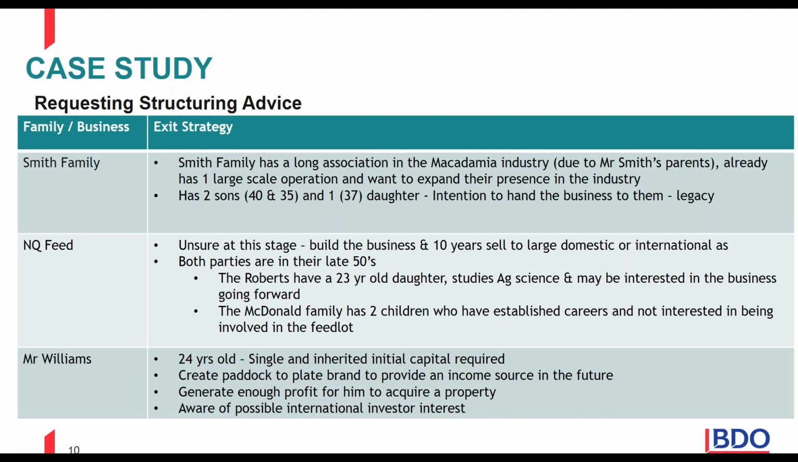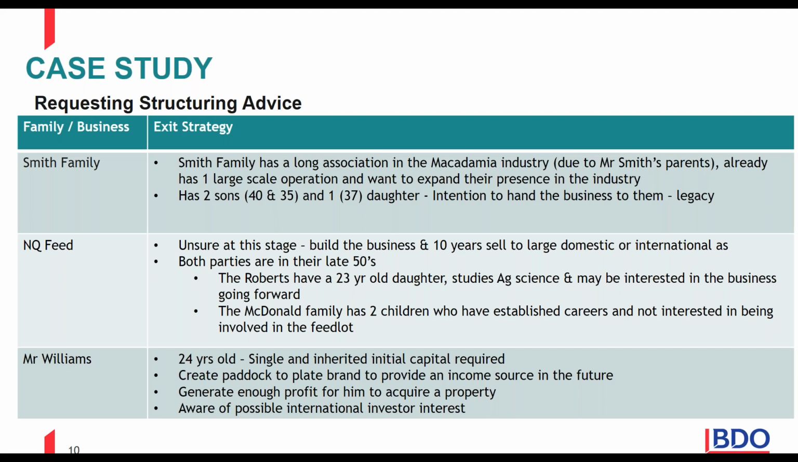In relation to NQ Feed, at this stage they weren't sure, so we dug a little bit deeper and found out that they're in their late 50s. They probably don't want to be working within this business in more than 10 years' time. The Roberts family has a 23-year-old daughter who's currently studying ag science, but who may be interested in the business in the future. And Mr. Roberts has said that he'd like that to be the case, but he doesn't know what she wants to do. Whereas the McDonald family has 2 children at the moment who have established careers off farm and outside of the ag industry and are not really interested in running this feedlot going forward. So their exit strategy on that basis is that they potentially want to set this up to sell.